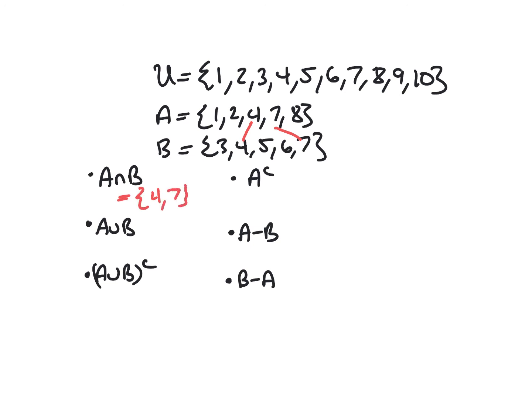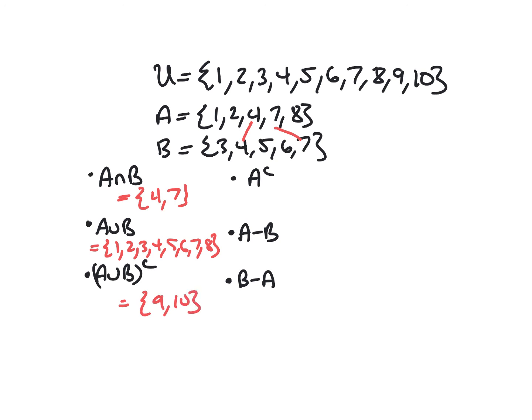For A union B, these are the things that lie in either, right? And so you can just kind of start looking, okay, we have 1, 2, 3 is in B, 4, 5, 6, 7, and then 8 is in A, so we're just missing 9 and 10. So this is everything up through 8. So then what is the complement of the union? Well, we just wrote out the union, and so it's just the other numbers up through 10, not in that set. This is going to be 9 and 10.